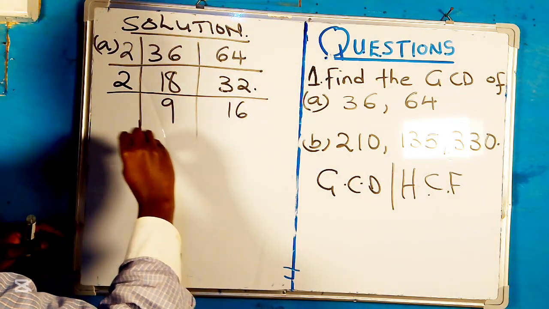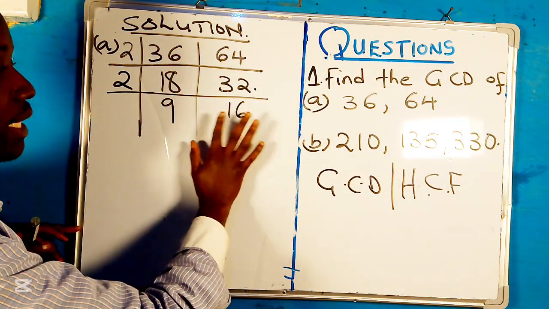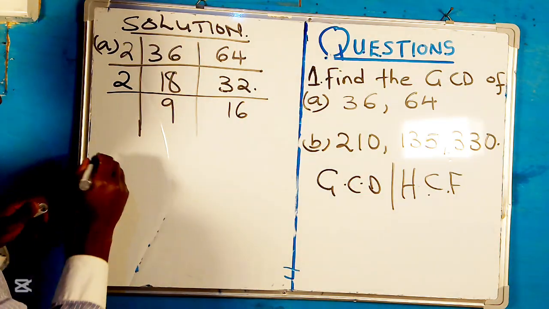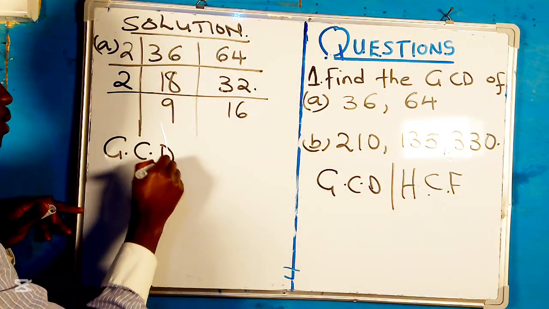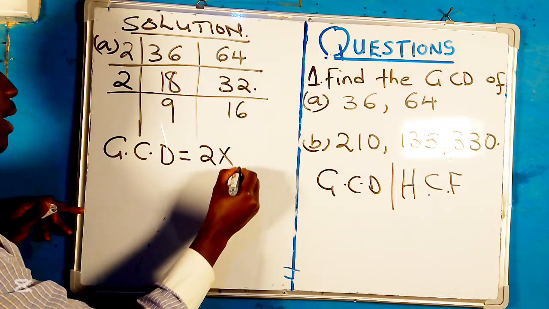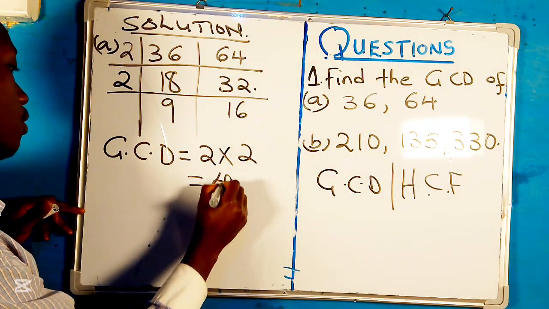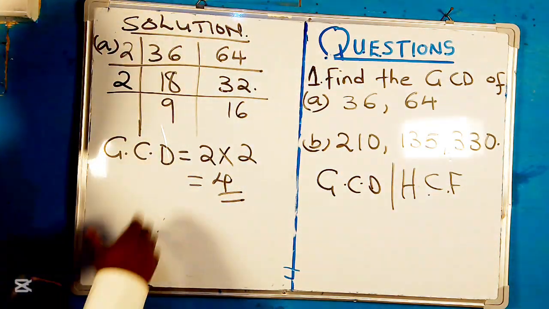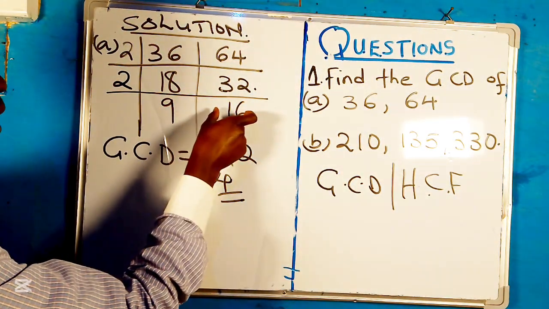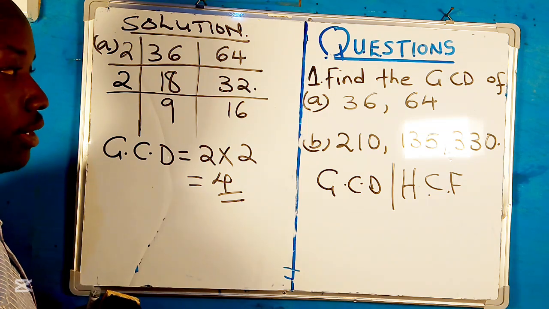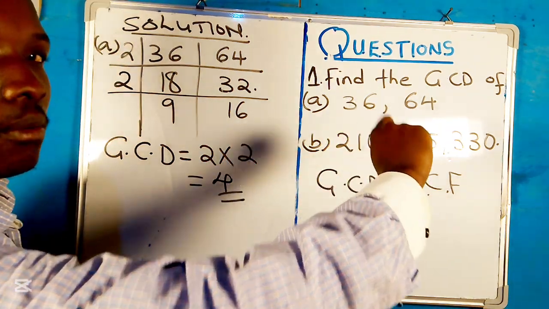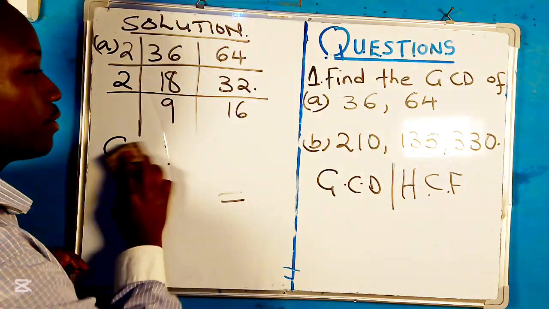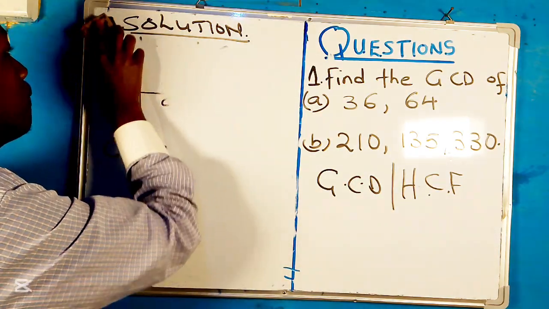we do not have any common divisor that can divide both 9 and 16. So our GCD will be equal to 2 multiplied by 2, which is equal to 4. That is our first solution. Because there is no common divisor to divide both 9 and 16, we will end it at that point. Remember, we are learning about the greatest common divisor, so the divisor must be common in both instances. So let us do our second example.